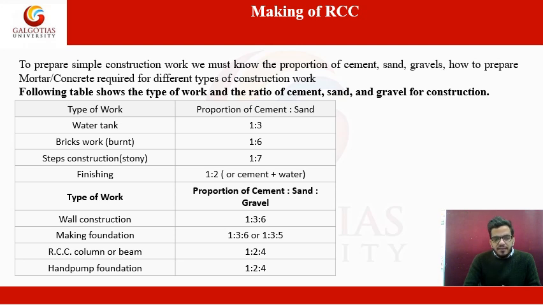While we are doing the RCC column and beams, the ratio should be around 1:2:4. And while we are doing the work related to plumbing and the hand pump foundation, the ratio should be around 1:2:4.